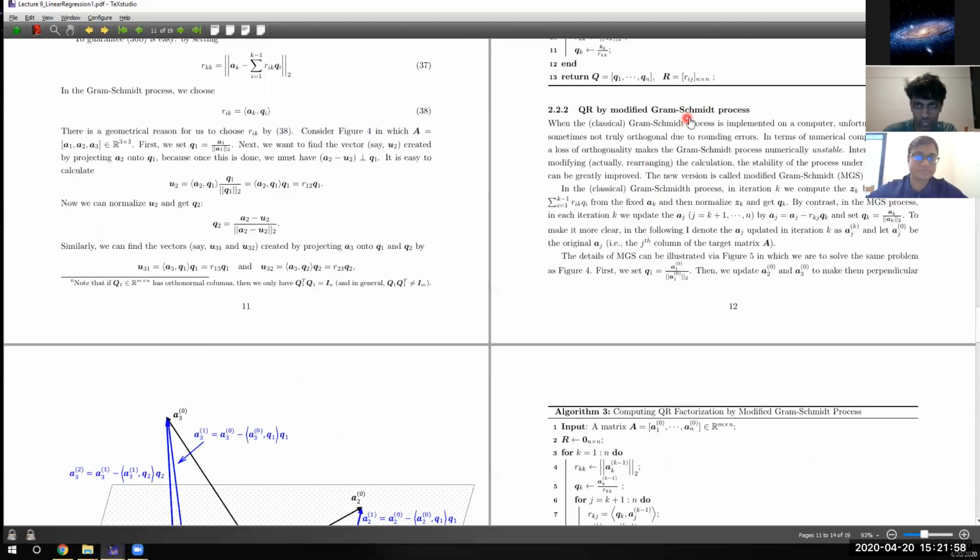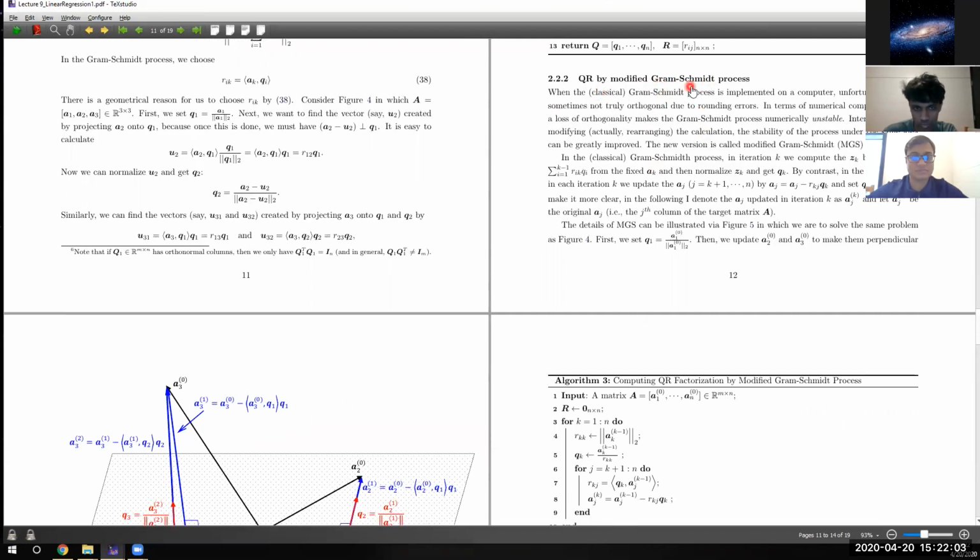Okay, then let's have a look at how we modify this Gram-Schmidt process. It's really actually simple.